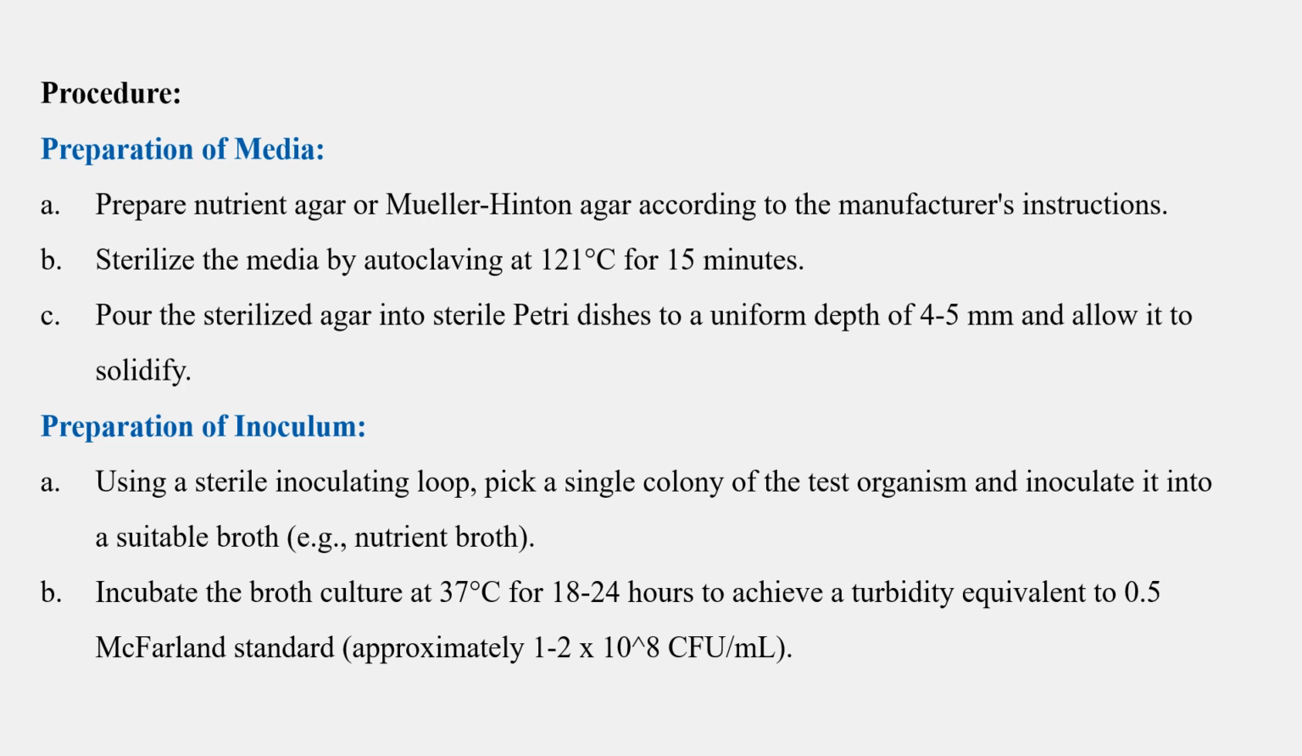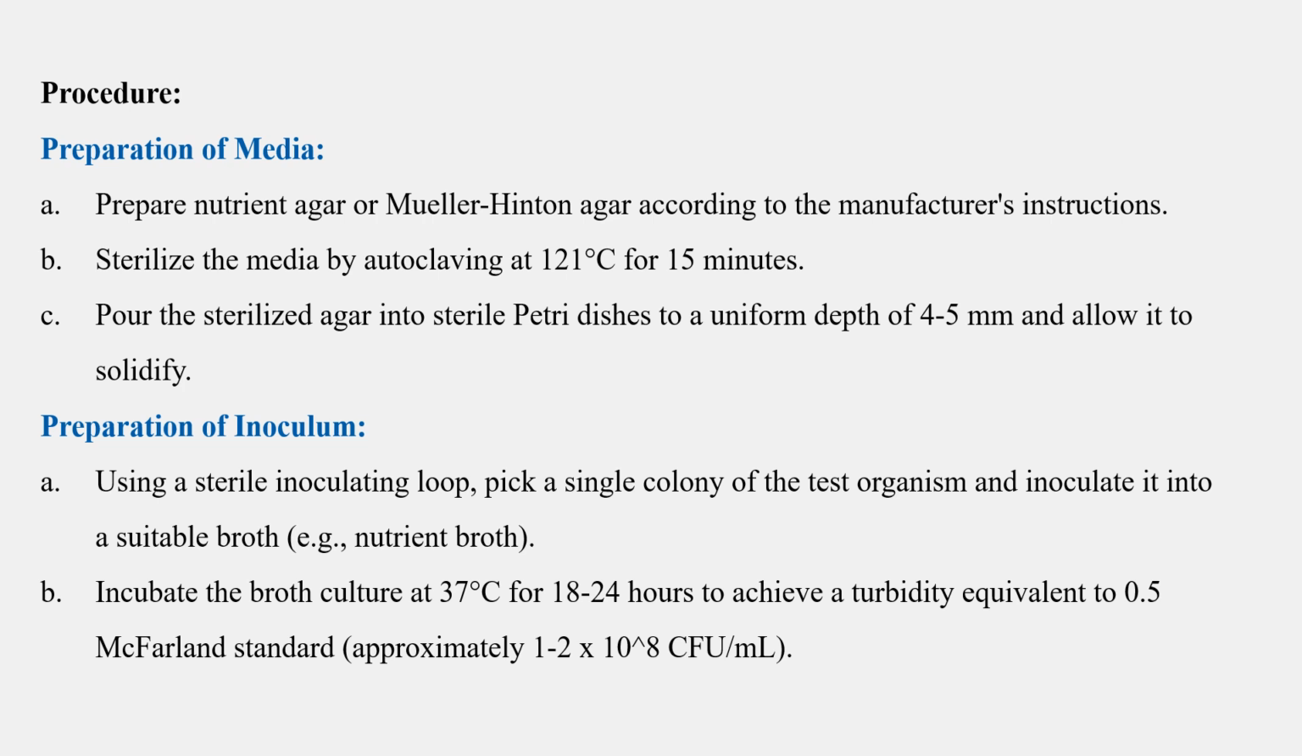Procedure. Preparation of media. A. Prepare nutrient agar or Mueller-Hinton agar according to the manufacturer's instructions. B. Sterilize the media by autoclaving at 121 degrees Celsius for 15 minutes. C. Pour the sterilized agar into sterile Petri dishes to a uniform depth of 4 to 5 mm and allow it to solidify.